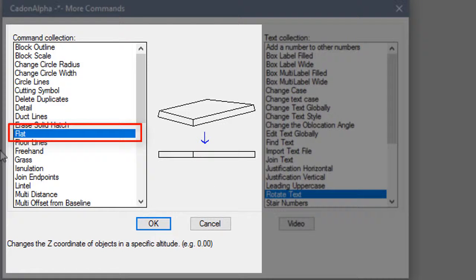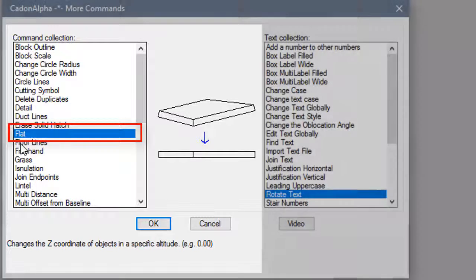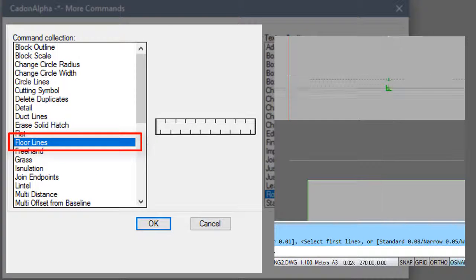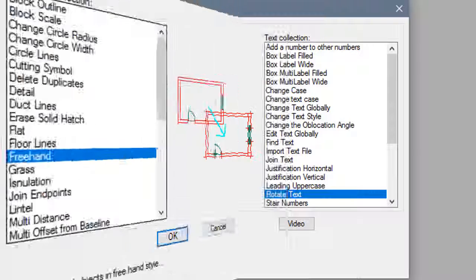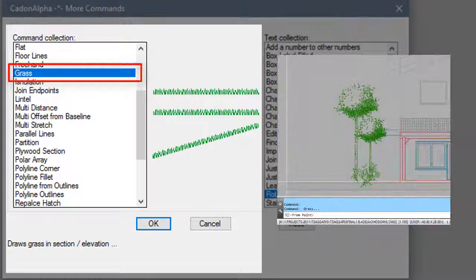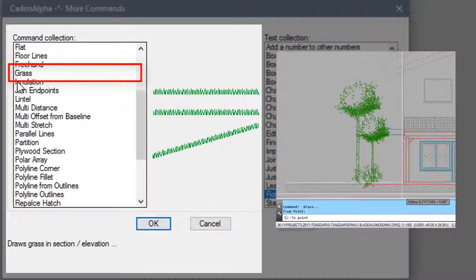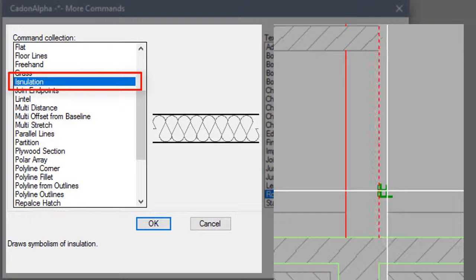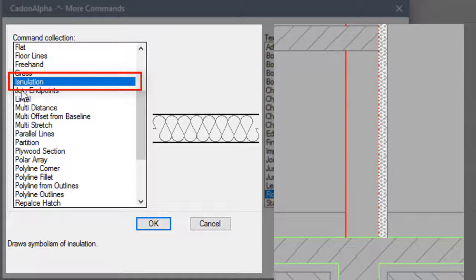Changes the z-coordinate of objects to a specific altitude, for example 0.00. Floor section indication. Converts selected objects to freehand style. Draws grass in section or elevation. Draws symbolism of insulation.